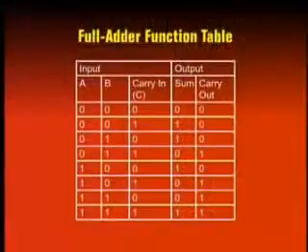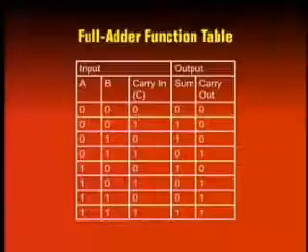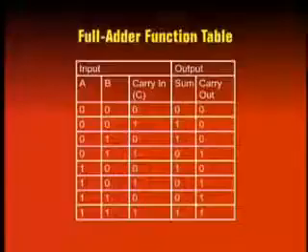The function table for a full adder has 3 input columns and 2 output columns. The input columns have the variables A, B, and carry in. A and B, of course, represent the 2 input numbers, and carry in represents the carry from the previous 2 numbers. The output has 2 columns. The sum represents the sum of 2 numbers and the carry. The carry out represents the carry generated when the 2 numbers along with the carry are added together.